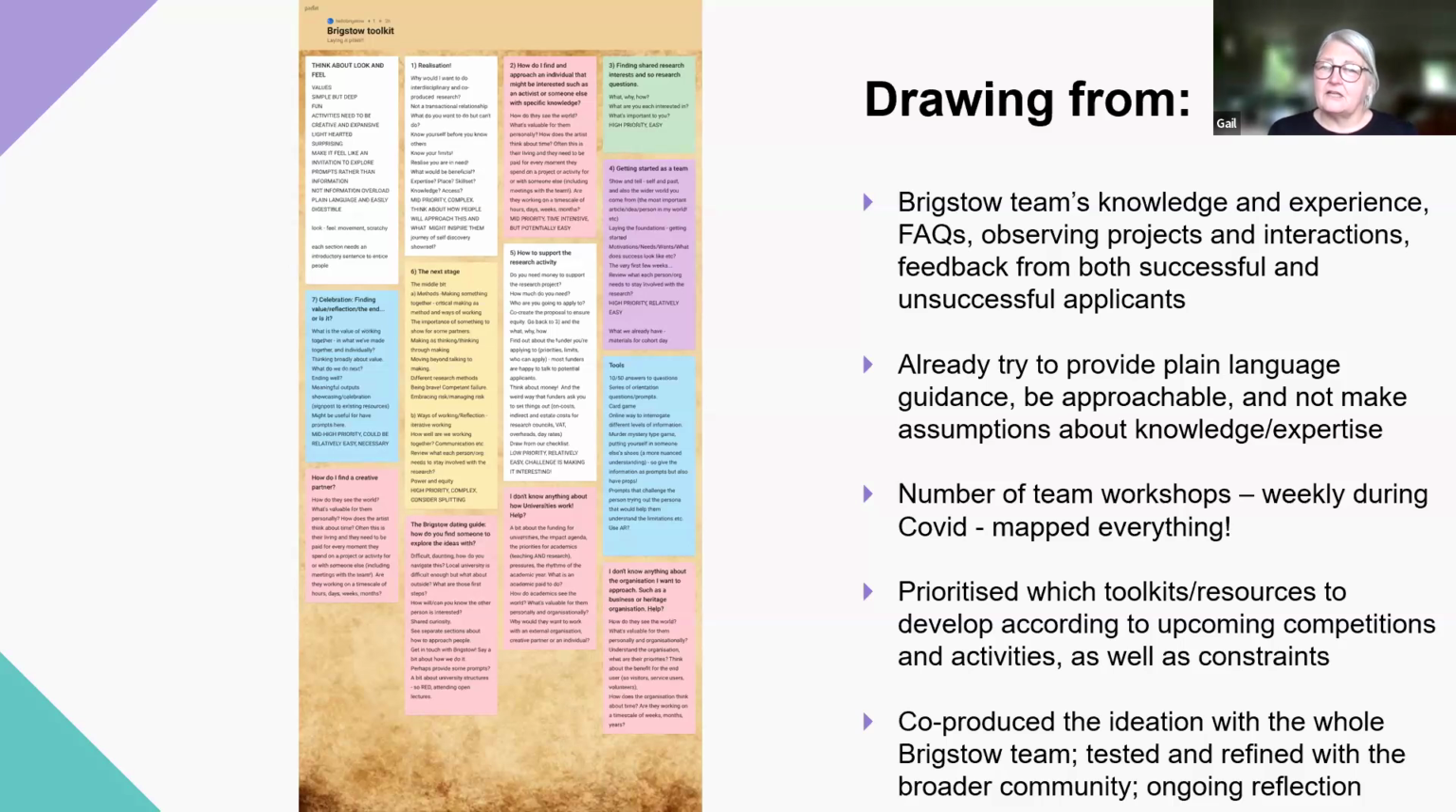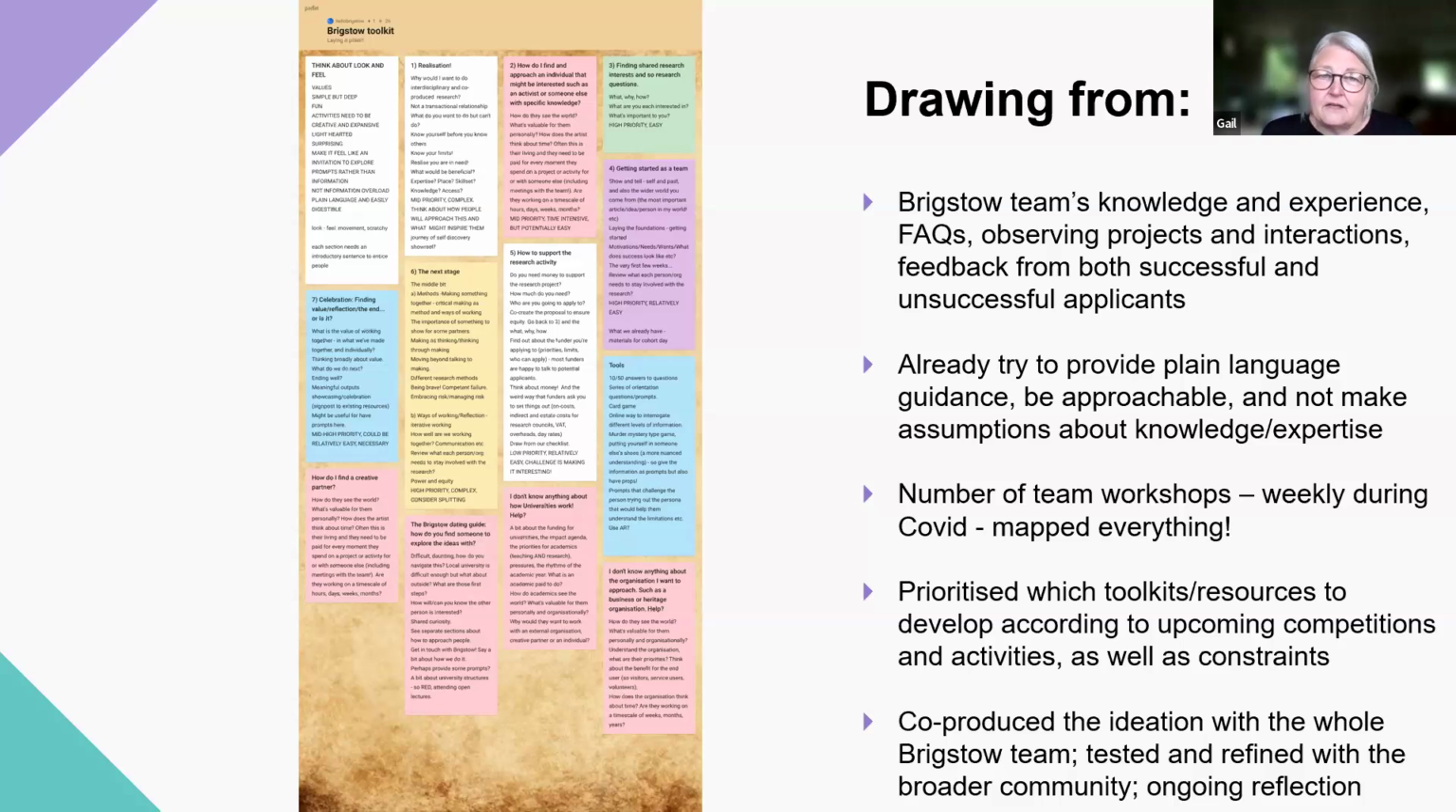And I think it's important that some people always have something to learn, even if they might consider themselves an expert, there's always some learning. And so we've tried to bear that in mind whenever we've designed anything. So we've really tried to step back and think, if someone's completely new to this, would it still make sense? We had a number of team workshops, which were weekly during COVID.